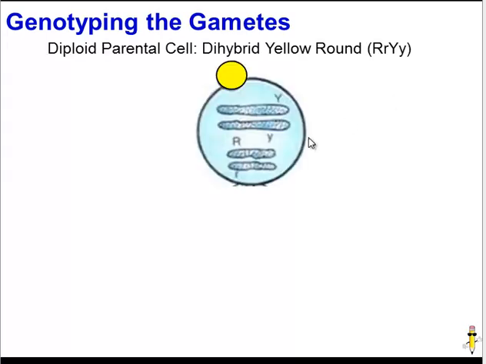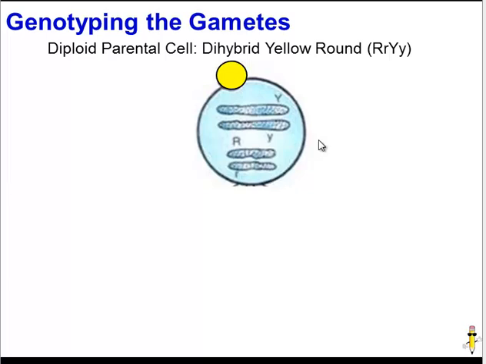Another trick to doing two-trait crosses is genotyping the gametes, and we're going to take this back to meiosis for a moment. Let's say that this is our parental cell, our diploid cell, so it's got homologous pairs. Now, in the case of our two traits, one pair of chromosomes has the genes for color. Another pair of chromosomes has the genes for shape.